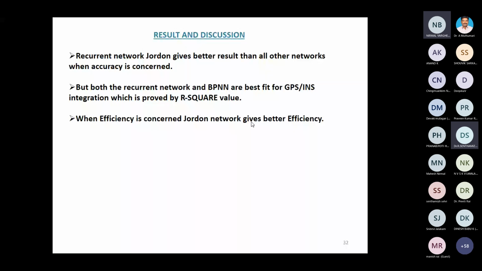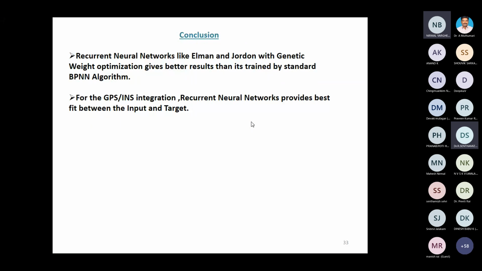So in the conclusion, recurrent neural networks like Elman and Jordan with genetic weight optimization give better results than those trained by the standard backpropagation neural network algorithm. Understand? That is what we studied from the comparison chart. For the GPS INS integration, I mean for intelligent navigation in this application, recurrent neural networks provide the best fit between the input and target, so that you get this concept indirectly by getting the best R square values and best mean absolute errors. So this is the conclusion of my intelligent network with application of GA.